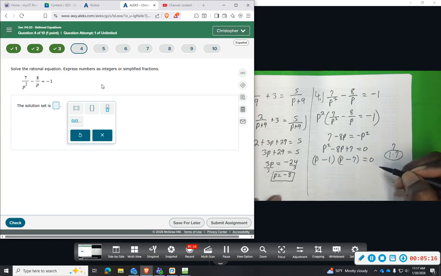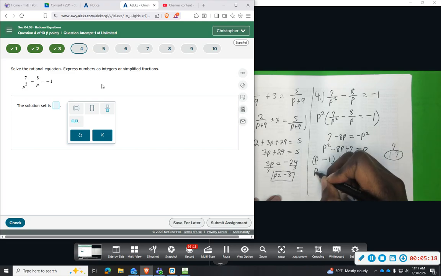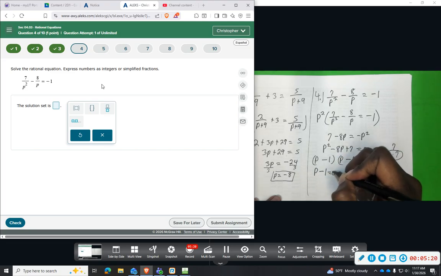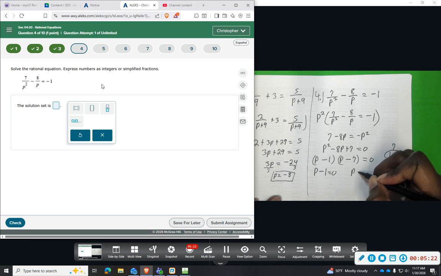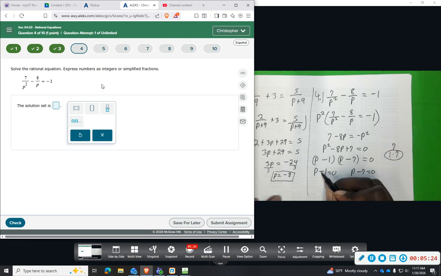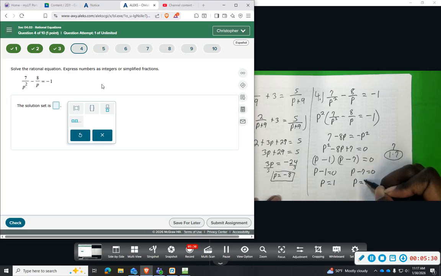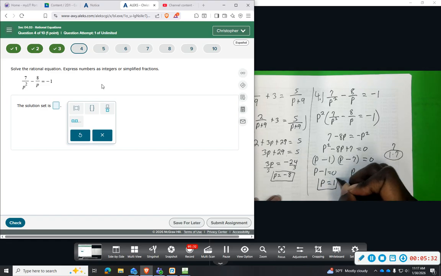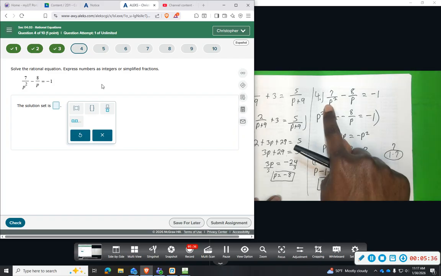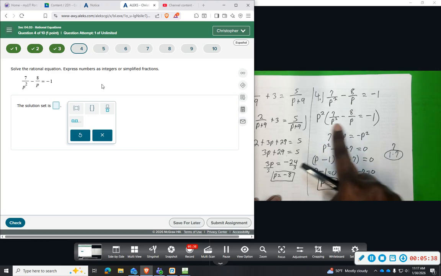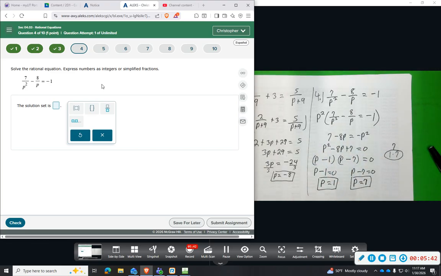All right, once we have it factored, we're going to set both linear factors equal to 0 and solve for p. So we'll get p equals 1 and p equals 7. Neither of those answers causes an issue, because 0 would be the only issue. And so we have two solutions, 1 and 7.